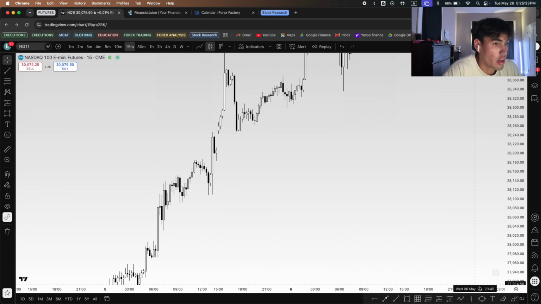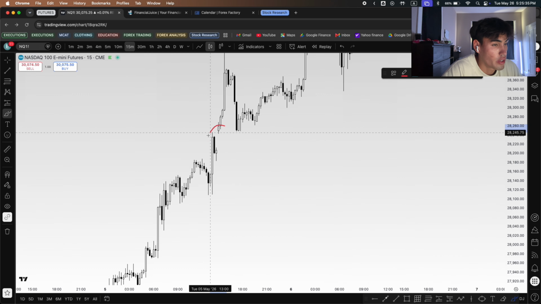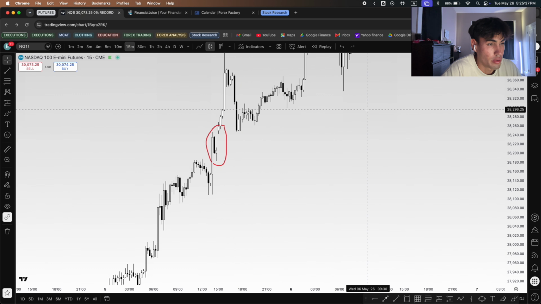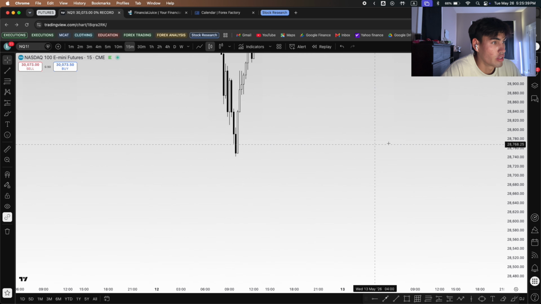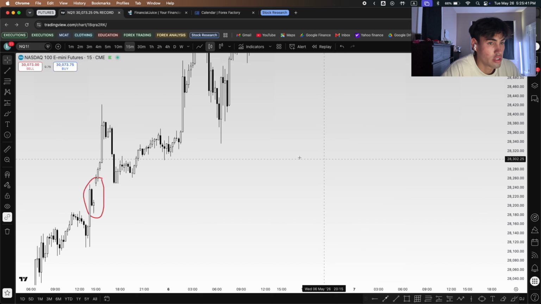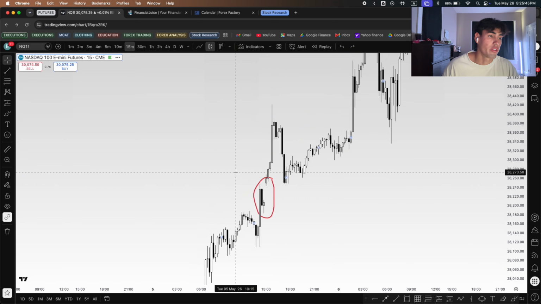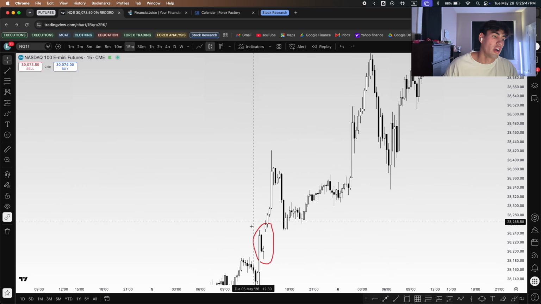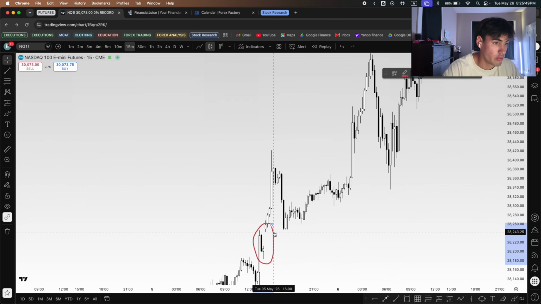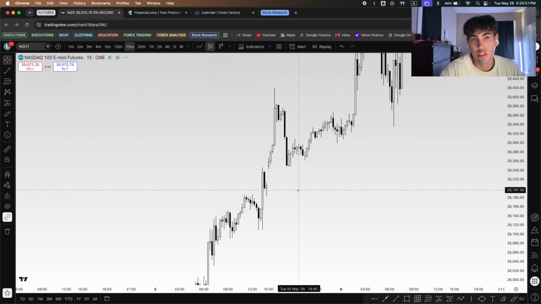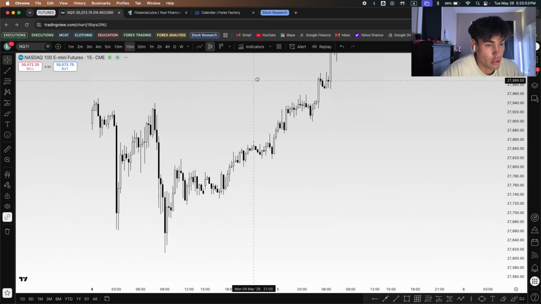And like I said, not all NWOGs are going to be filled. So this one is a prime example of one that doesn't get filled until, well, actually it just doesn't get filled. So that's a prime example of that. You need to be pairing all your confluences together for taking a trade. You can't just take a trade just because there's an NWOG, you know what I mean? You need structure.